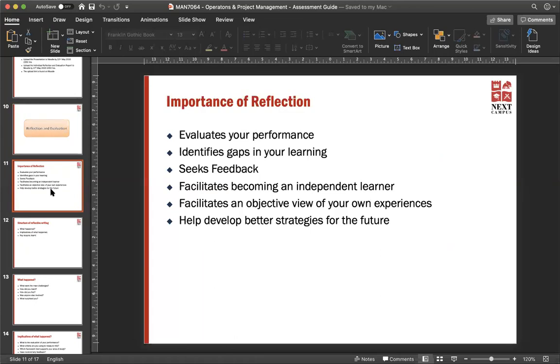You have to look at yourself to find out where did it go wrong, where did it go right, why did it go wrong, why did it go right. What are the things that I can learn from it? What are the things that I can do better next time I embark on such a project? Questions on this?